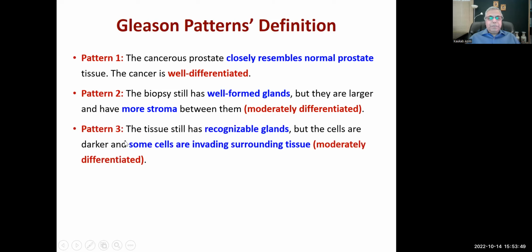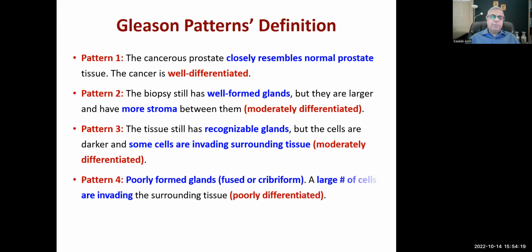Then pattern number 3, the tissue still has recognizable glands, but the cells are darker and some cells are invading the surrounding tissue, and this is now moderately differentiated, and this is where we start worrying about the diagnosis of prostate cancer. Okay, this is where it is almost confirmed that the patient has prostate cancer, albeit an early stage and not very aggressive cancer. Okay, then pattern number 4 is poorly formed glands which are fused or cribriform.